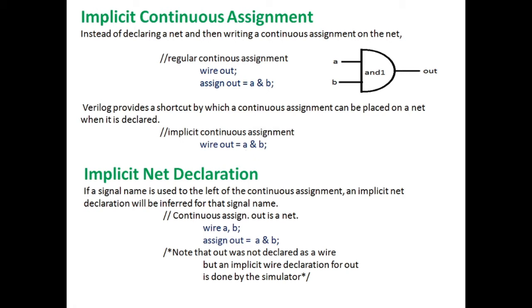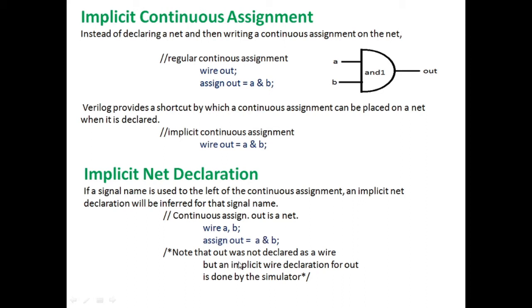The next point is, sometimes if a signal name is used to the left of the continuous assignment, like this is my continuous assignment and this is my signal name, that is out, an implicit net declaration will be provided by the simulator. Why? Because here a comma b I am defining as type wire, but I did not mention what out is. Whether out is of data type reg or of type net, I didn't mention.